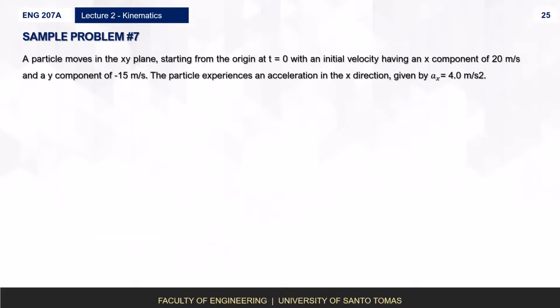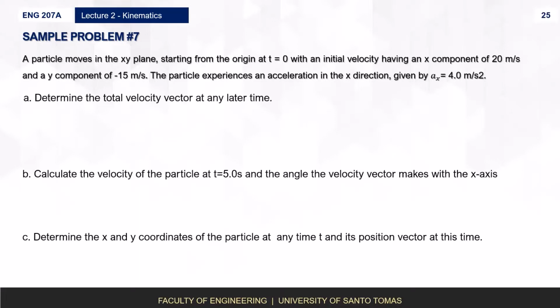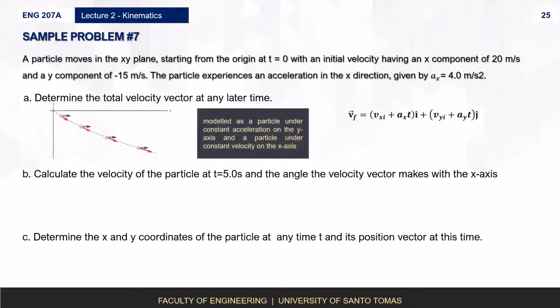Let's try solving problem number 7. Here, we are given the initial velocity for the x and y, time, and acceleration for the x component. To determine the total velocity vector at any later time, simply use the expression shown, then simplify. You should be able to acquire this expression.